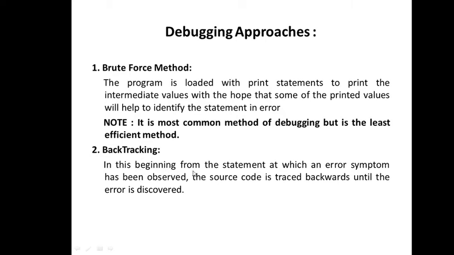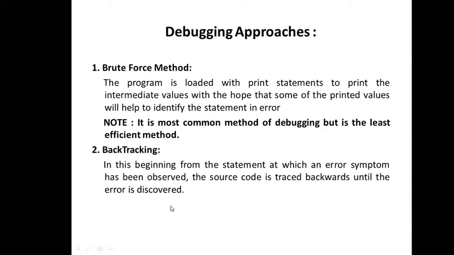What does backtracking say? Say you have written a code and you identify certain symptoms of the error, right? The source code is traced backward until the error is discovered. Let's assume we have a 10-line code and I identify the error symptoms in the 7th line. So I'll start backtracking from the 7th line, then the 6th line, then the 5th line, then the 4th, until I identify the root cause of the error, and then I go on eliminating that root cause, so the error will be eliminated. So this is the backtracking method.